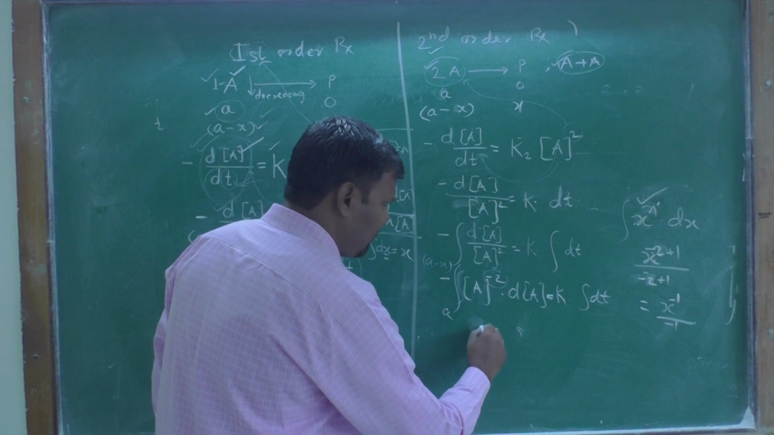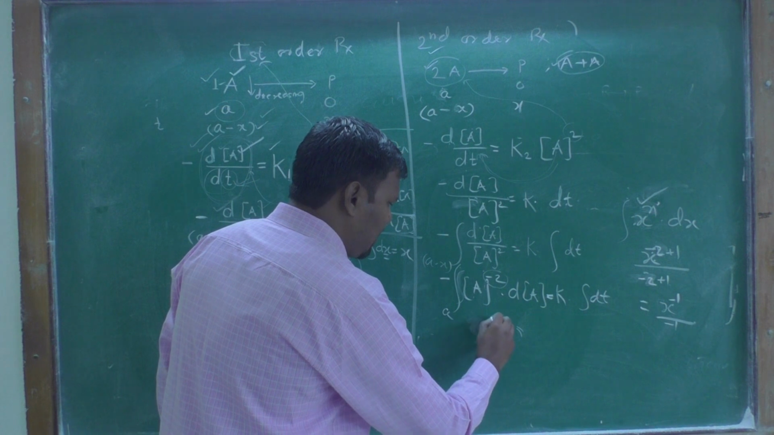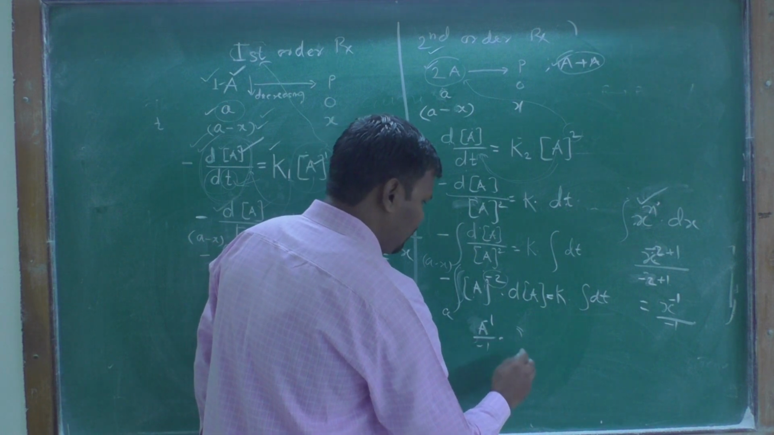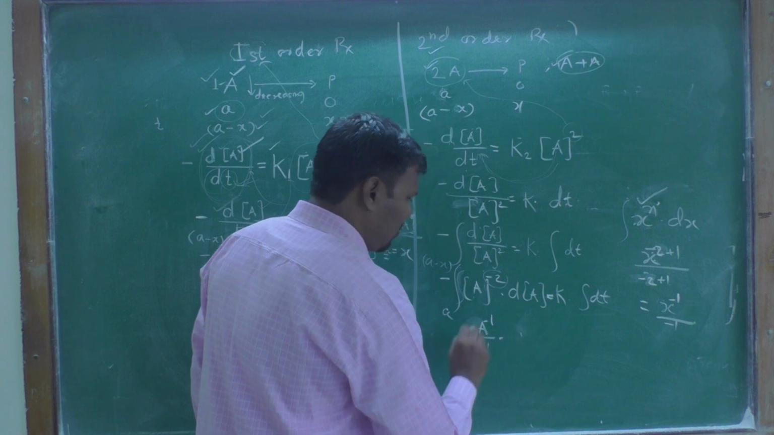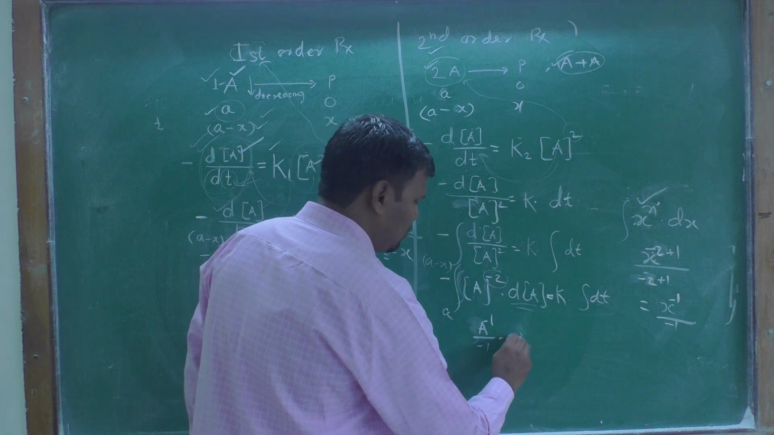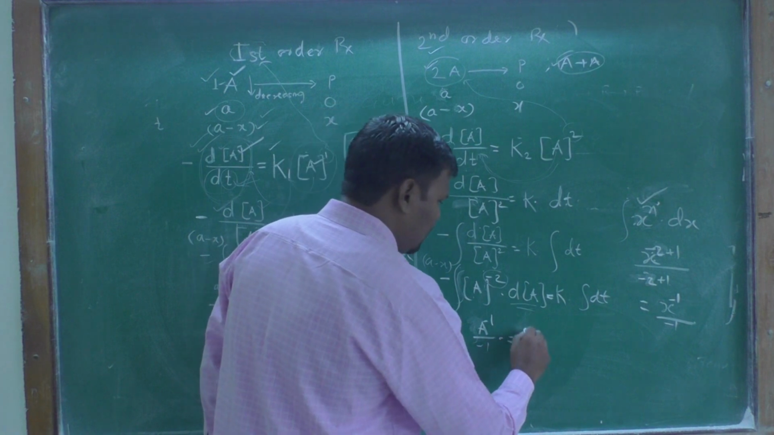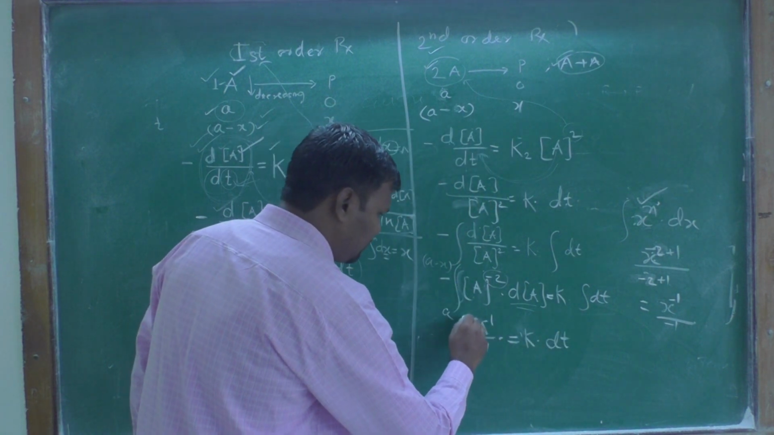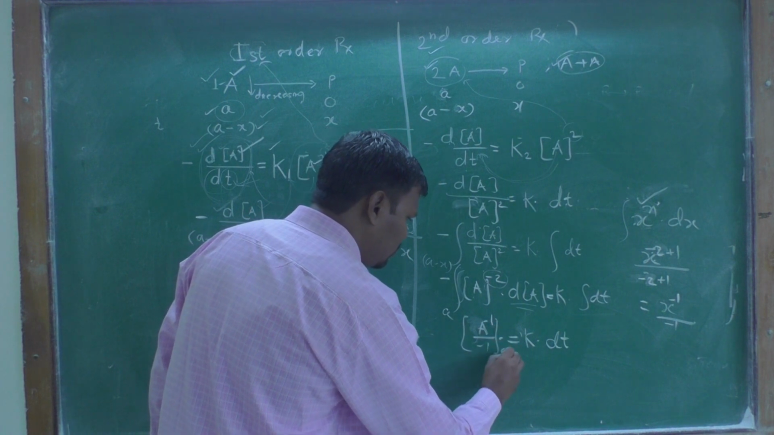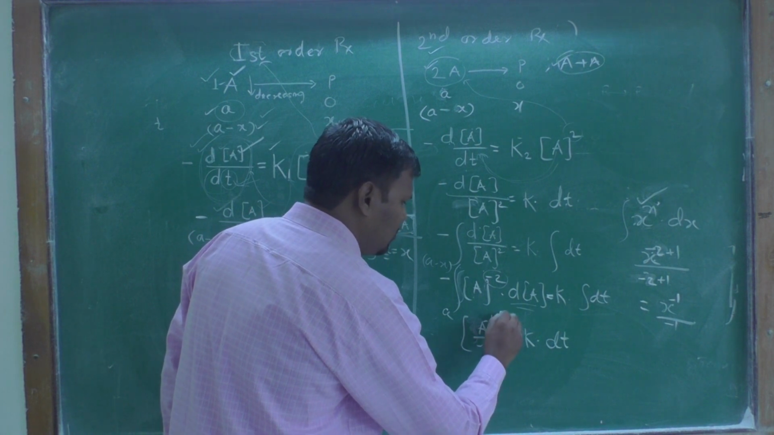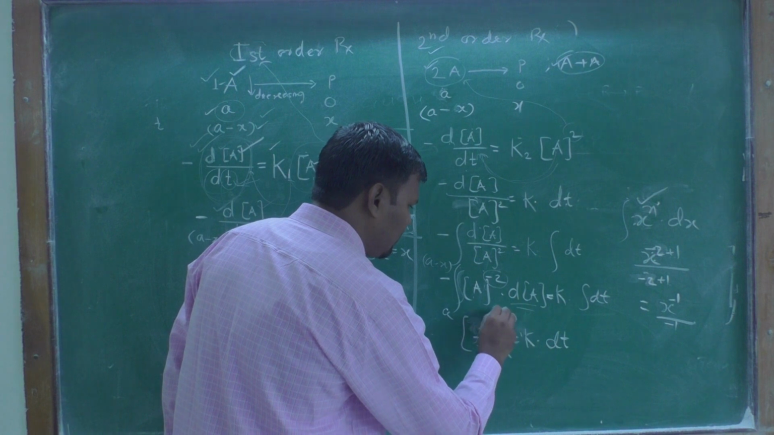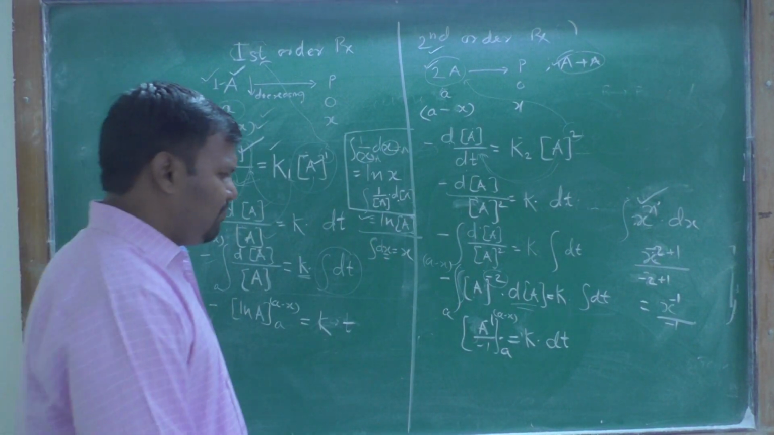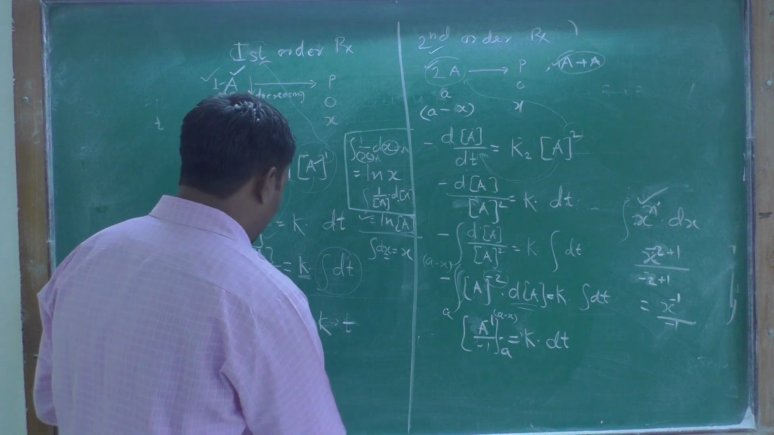Your answer is a minus 1 raised to minus 1 upon minus 1 into, that is solved, therefore this quantity is not considered, is equal to k into dt, and its limit is 0 to a at the initial, a minus x is the final concentration. Okay, up to this we solve.